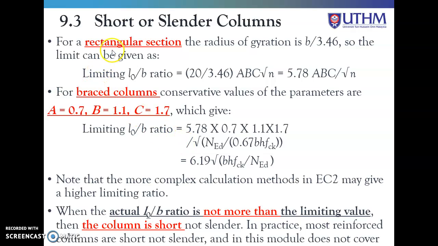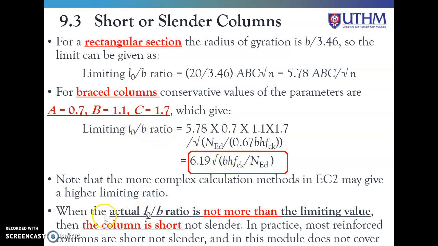Okay. So, for a rectangular section, the limiting ratio adalah, dia tengok yang ujung ni lah. Dia dah substitute, ini nilainya. Okay. So, kita nak pakai sekarang for the brace column, the parameter A, B, C dah diberi. So, you just substitute the A, B, C value in this equation in order to find the limiting L0 divided by B ratio. So, this is the final equation for the limiting L0 divided by B ratio.